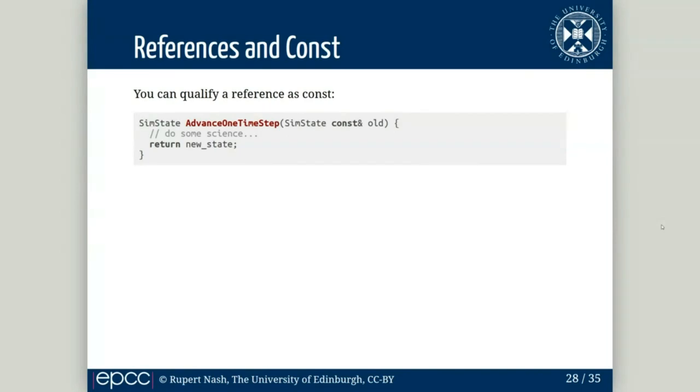The compiler will give an error if you try to change it, or call a function that tries to change it. So not only if you say old equals something else will it give an error, but if you pass it to a function that then tries to update it, it will give you an error as well, because the C++ compiler can trace the constness, as we call it, all the way through the call tree, which is really quite powerful. And you'll get a compiler error.